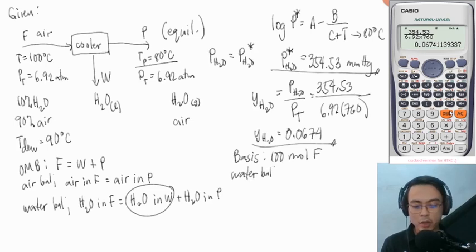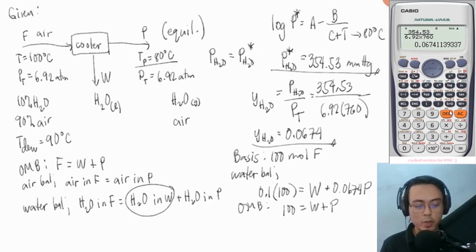We have the water in F is 0.1 times 100 is equal to W, because remember, W is pure liquid water, plus 0.0674 times P. And then your OMB is 100 is equal to W plus P. And we can solve those two equations.